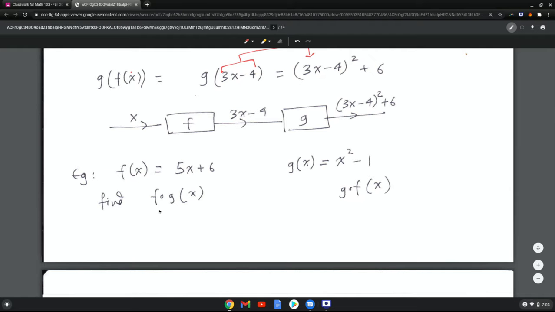Another example here. So f(g(x)), g(x) is x² − 1. So f(x² − 1) is going to be 5 times (x² − 1) plus 6. And g(f(x)): replacing f(x) as 5x + 6, g of this becomes (5x + 6)² − 1.